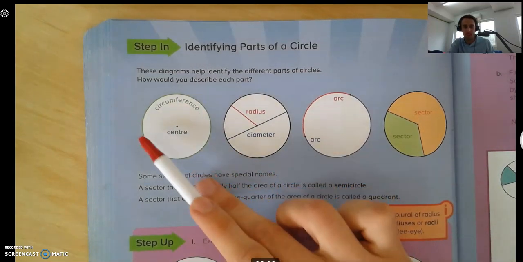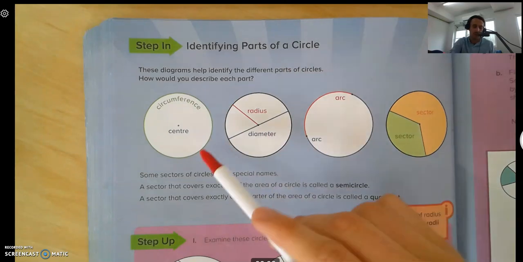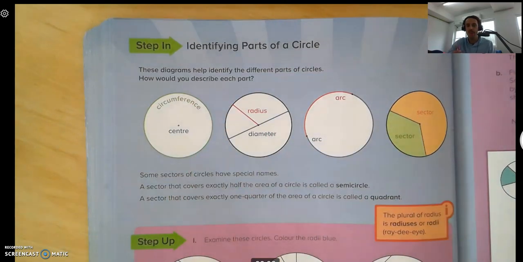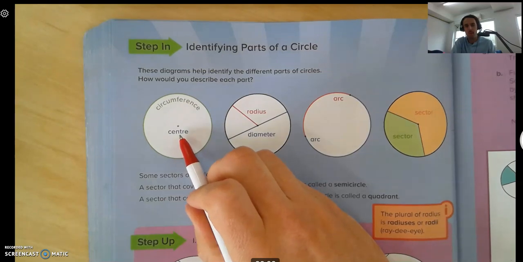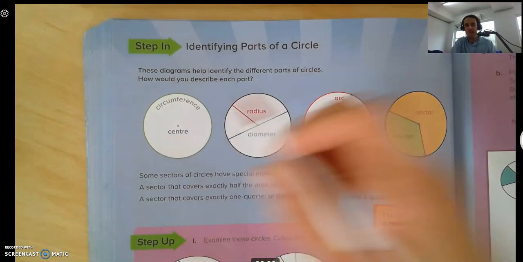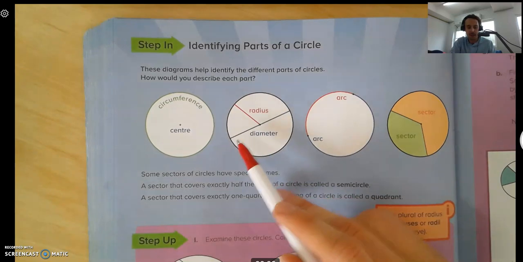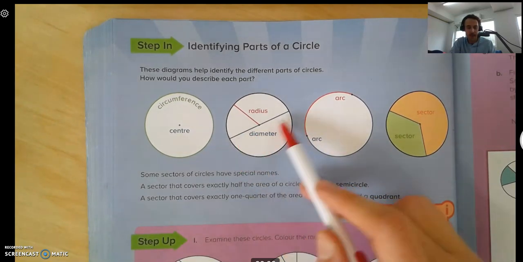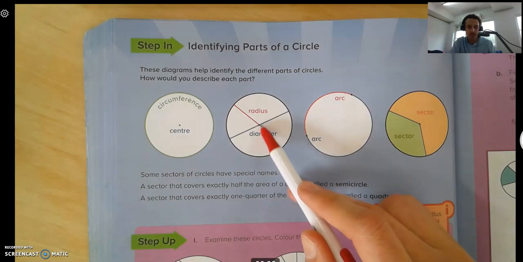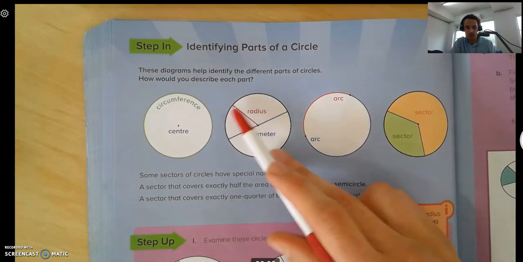Obviously a circumference is kind of like the perimeter of a circle, so the total distance around the outside. The center point is actually quite important when you're drawing and labeling circles, so you need to make sure you have a clearly defined center point. The diameter is a measurement that goes straight through the middle of a circle, and then the radius goes from the center point to the circumference, so to the outside.